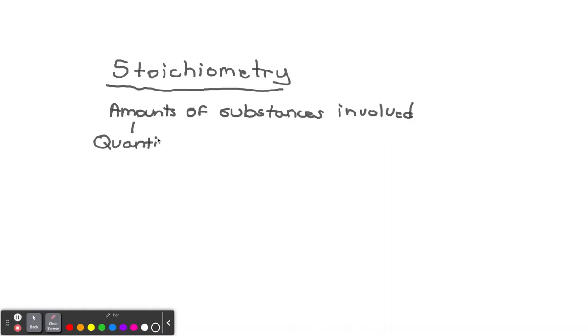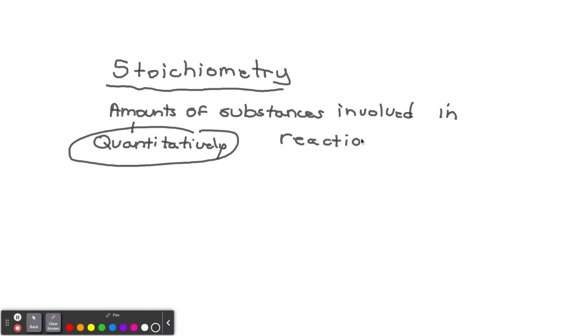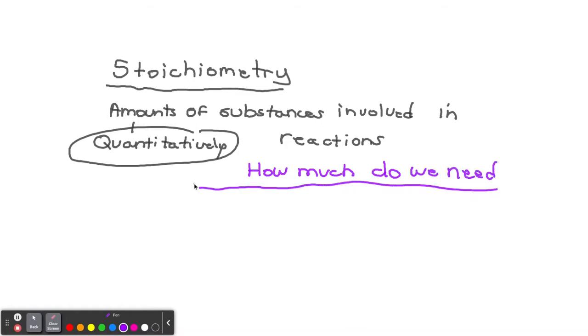All right, let's get a clear page. Let me write it out for you. So stoichiometry. When you heard it, you probably said, "What am I learning today?" The amounts of substances, chemicals, involved. And again, amounts, we're talking quantitatively. The amounts of substances involved in reactions. So in other words, how much do we need? So we have to do math. Math's involved here. And we'll do it, and it'll be easy.